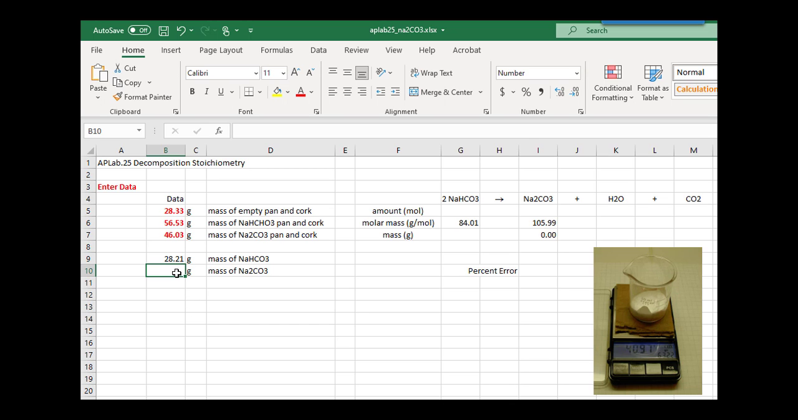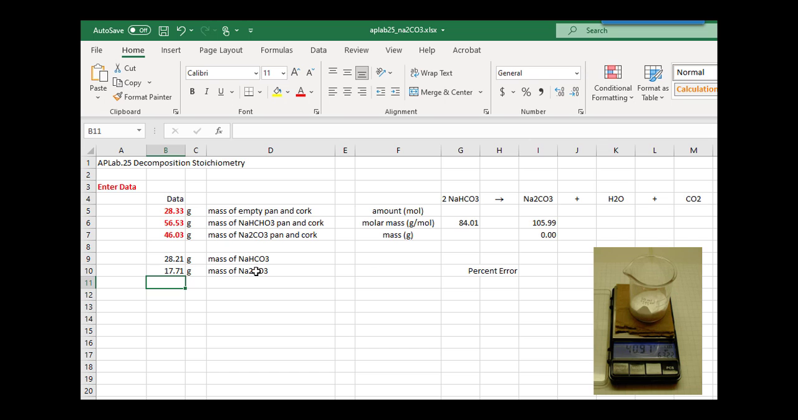The mass of the sodium carbonate can be done easily too, which is the mass of the sodium carbonate with the pan and the cork minus the pan and the cork, which was the same value here, and voila, we've got that subtraction taken care of. Any data that you put in here will give you these two critical pieces: the baking soda you start off with and this sodium carbonate that you're going to get at the end.